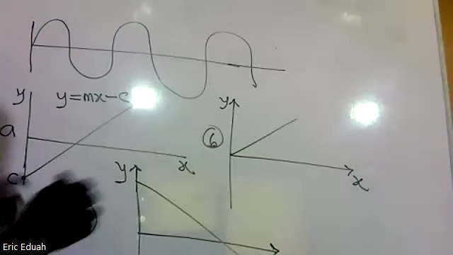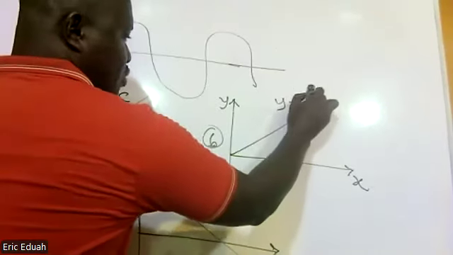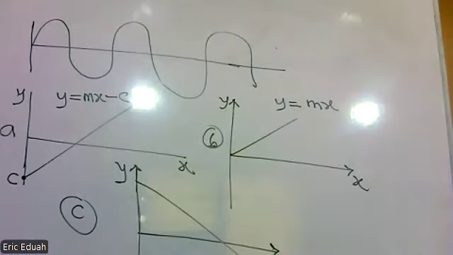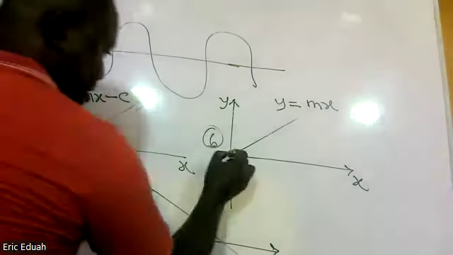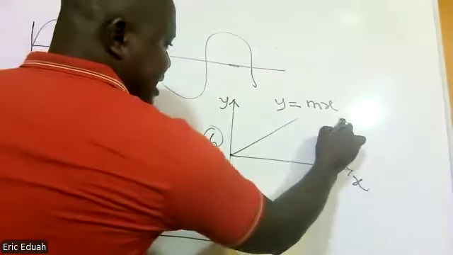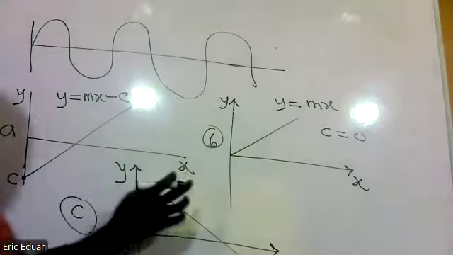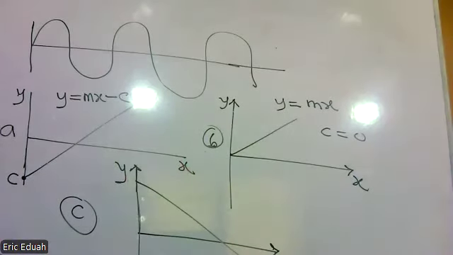Y is equal to mx. Why mx? Because it starts from the origin, or it cuts the vertical axis at zero. So it means the intercept c is 0. Then what about the third equation?